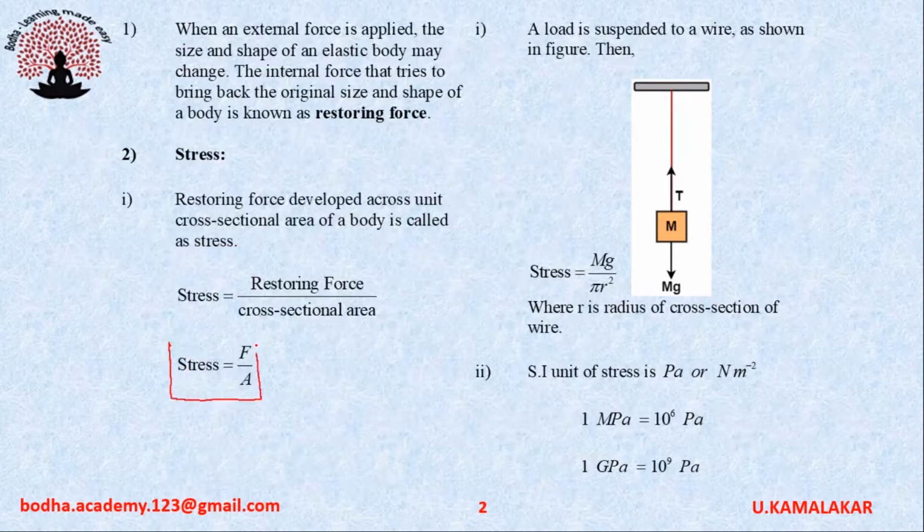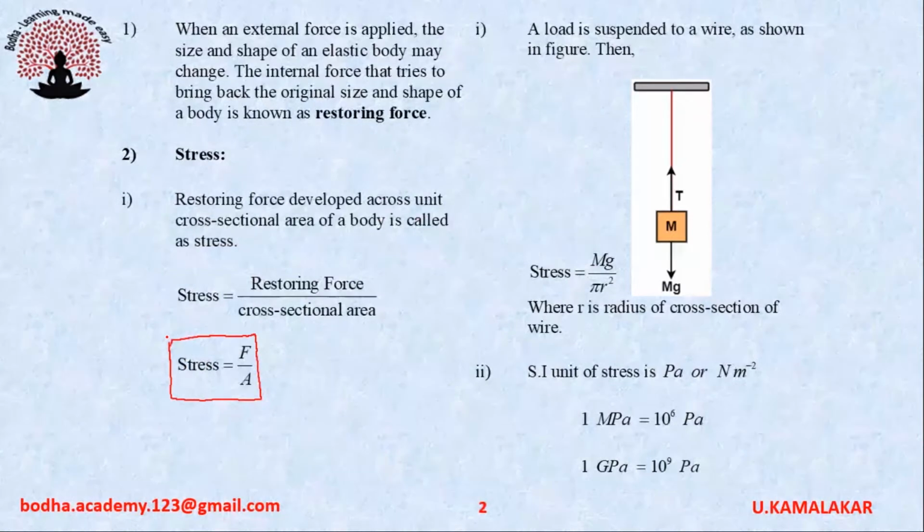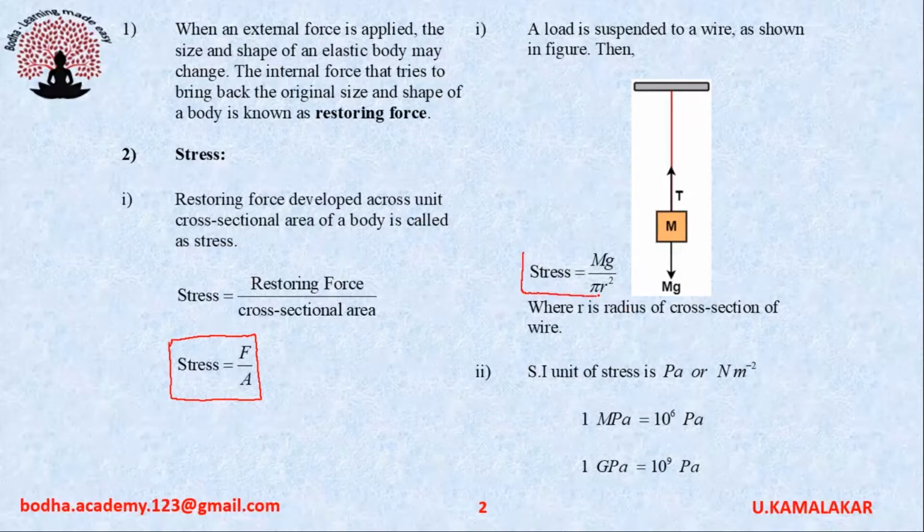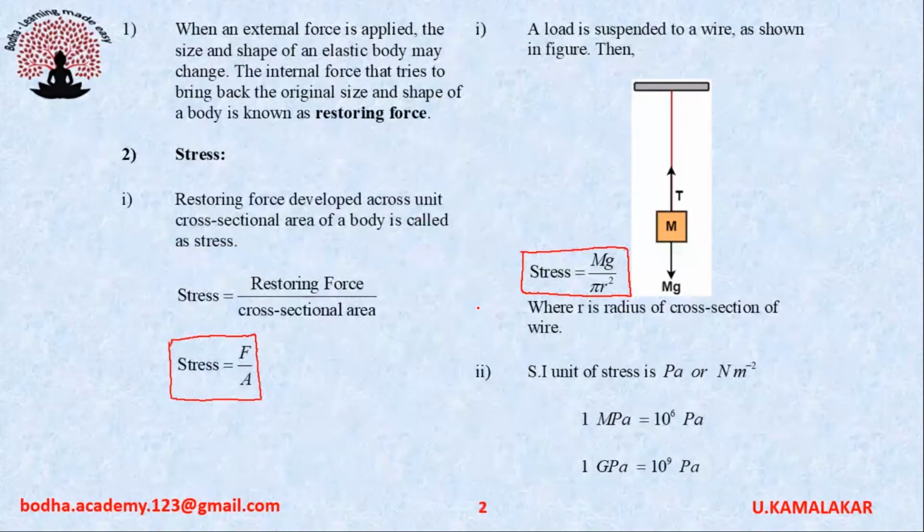That is, stress is equal to restoring force by cross-sectional area. A load is suspended to a wire as shown in figure. Then stress is equal to mg by pi r square, where m is mass of the load, r is radius of cross-section of the wire. SI unit of stress is pascals or Newton per square meter. 1 megapascal is equal to 10 power 6 pascals. 1 gigapascal is equal to 10 power 9 pascals.